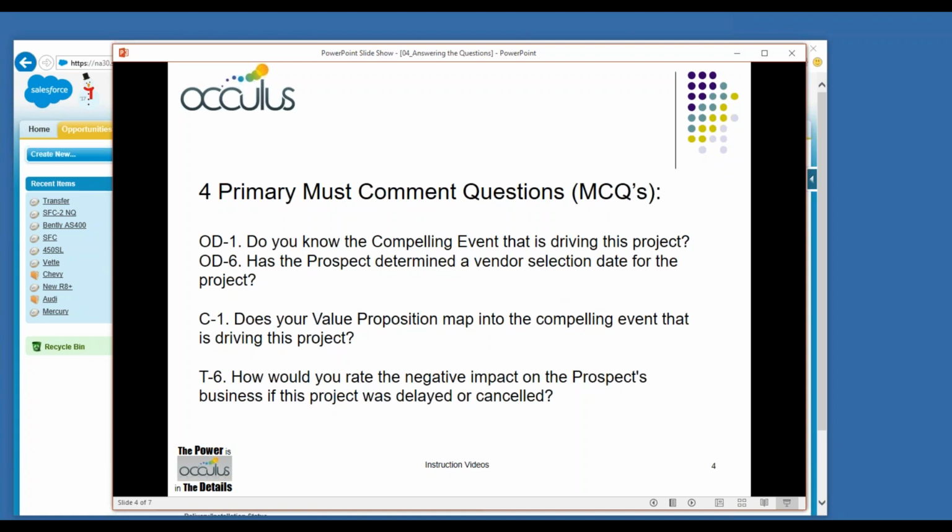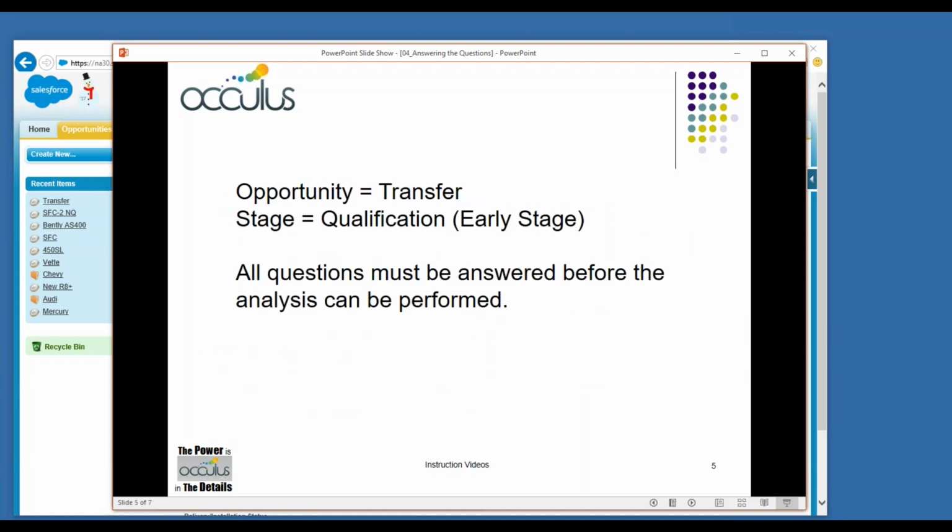Because if there's no negative impact of them not doing anything, the question has to be asked, why should they do anything? So those are the four primary must-comment questions that we're going to look at, and we'll look at them in greater detail as we go through the questions. So the opportunity that we're going to be examining here today is the one, transfer is the name of it.